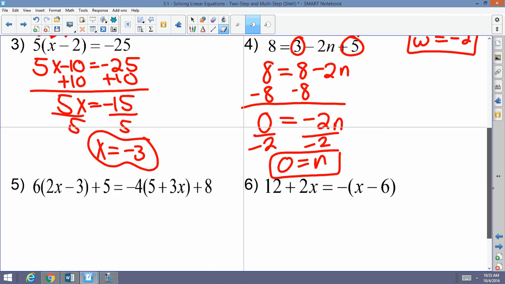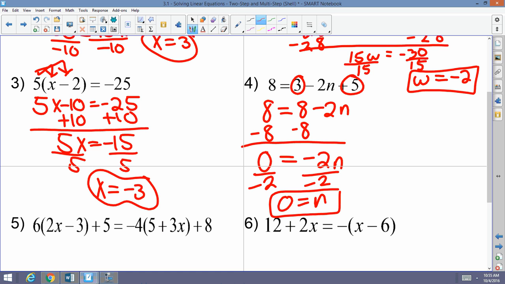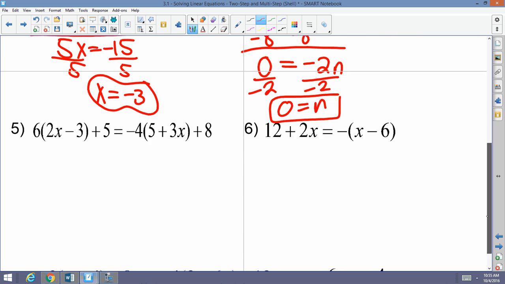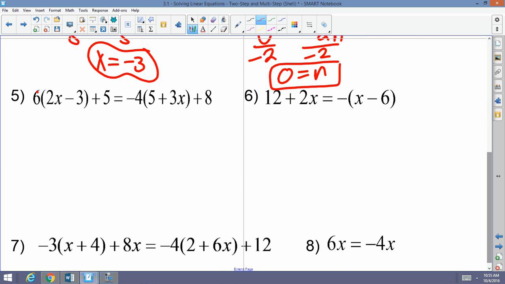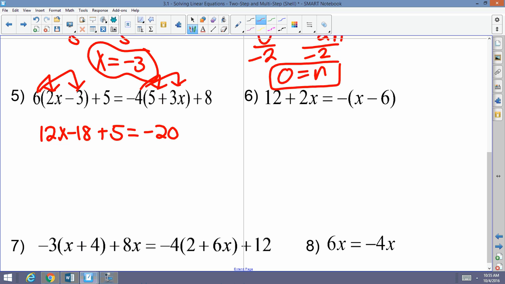Boo. All right, let's try that again. Okay, we'll try it one more time. So we're going to distribute 6 to the 2x and to the -3. So this is 12x minus 18 plus 5 equals, distribute that -4, -20 minus 15x plus 8. 12. Thank you. I was testing you guys. Good job. Yeah. All right.